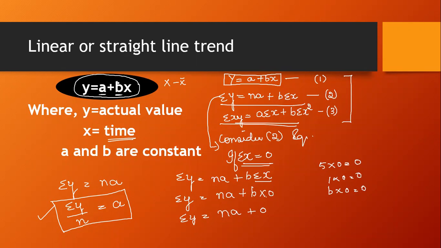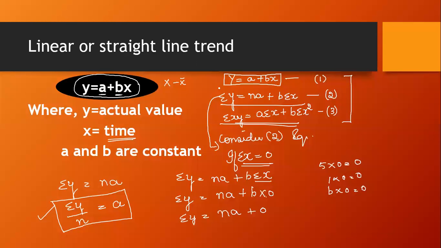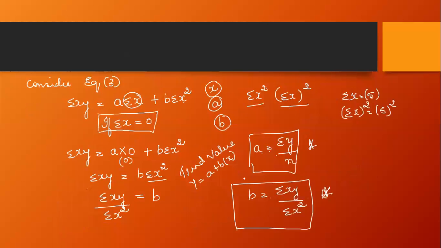Now, to find the A value and B value, I have already explained how to take it. A is nothing but summation y divided by n. B is equal to summation xy divided by summation x square. So these are the two formulas that you have to keep in mind. Sometimes we need them, but based on these we have substituted to get the value of A and B.